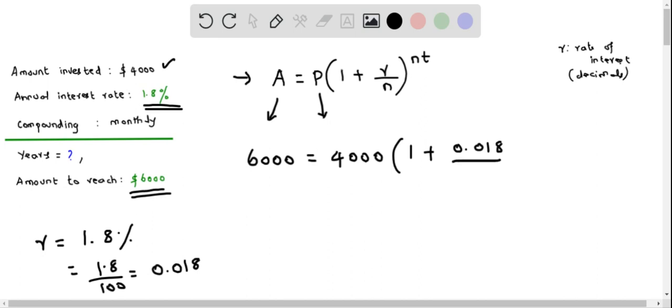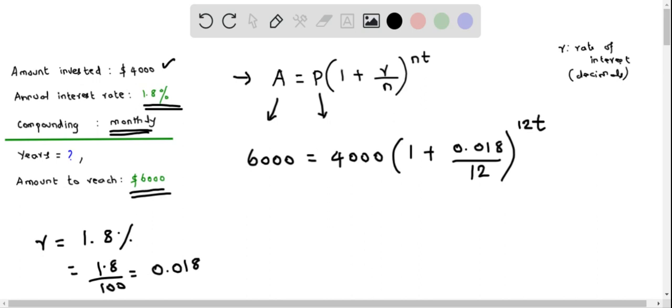So I put 0.018 for r divided by n, which basically tells you the number of times it is compounded per unit of time. It is compounded monthly. So in 1 year we have 12 months. So we have to put n equal to 12 and raised to the power of n, which is 12. And then we have to determine time. So we put t as the time. So now let's simplify, and we have to solve for t from this equation.